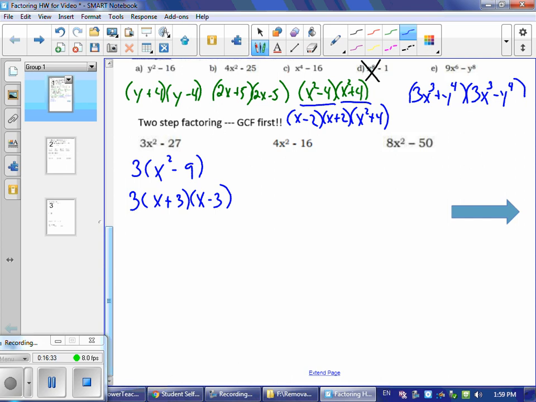Okay, same concept with 4x squared minus 16. Both of those are perfect squares as it is, and you could go ahead and factor them as a difference of squares, but it's still better to factor the common factor out first. In this case, the common thing that goes into both is 4, which will leave you with an x squared minus 4 on the inside of the parentheses. And then x squared minus 4, again, is a difference of squares, so it factors further. So we'll get x minus 2, x plus 2.